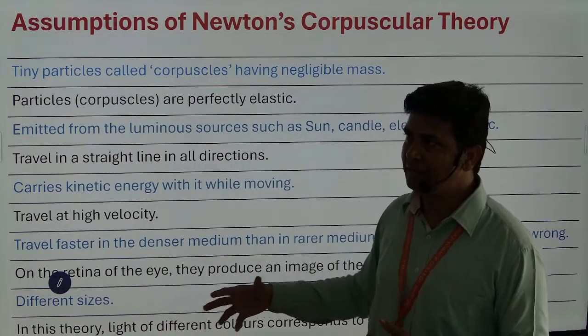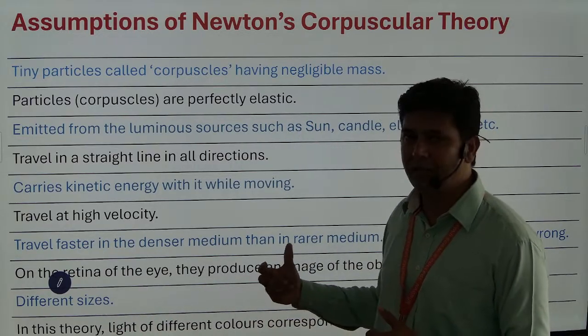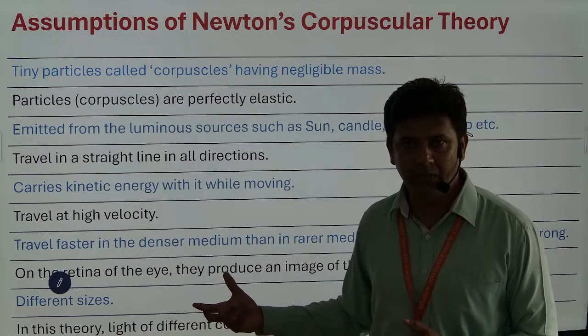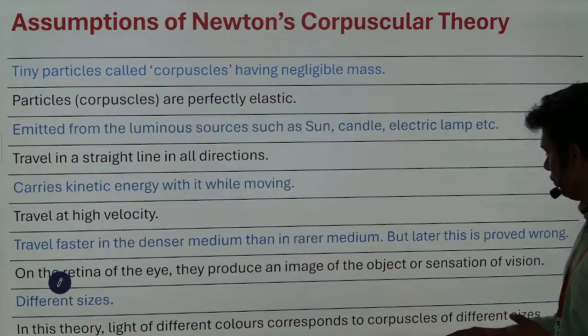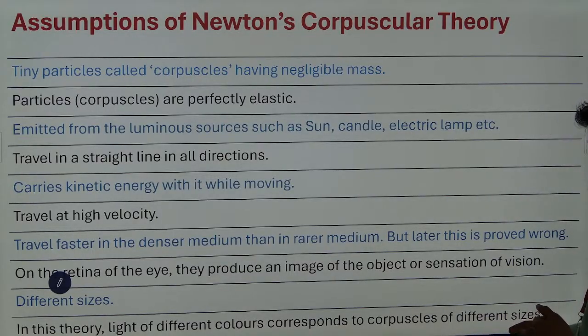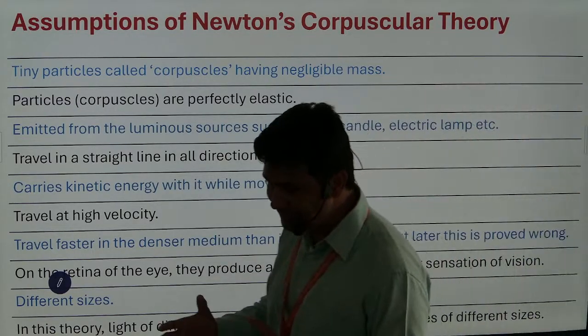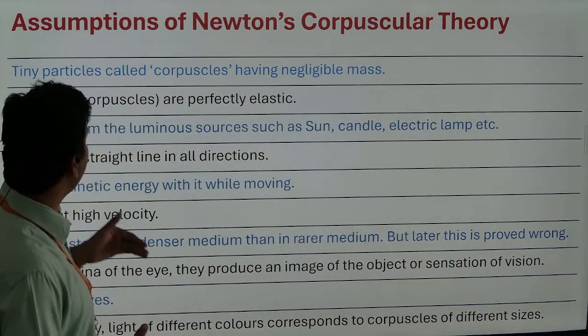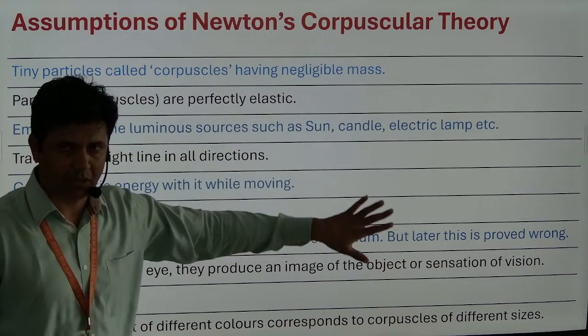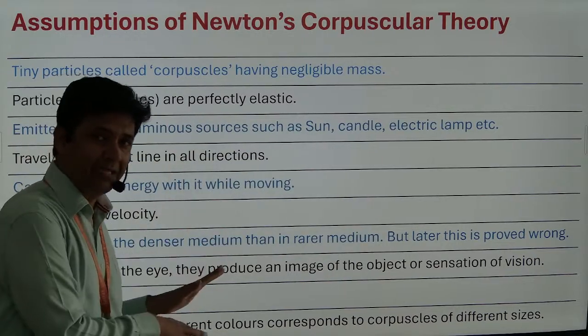He said that there are different sizes of corpuscles, and that's why there are different colors of light, right? So in this theory, light of different colors corresponds to corpuscles of different sizes. That means as the size of the corpuscle changes, the color of the light goes on changing. So these are a few assumptions of Newton's corpuscular theory, where you will find some merits and demerits also.